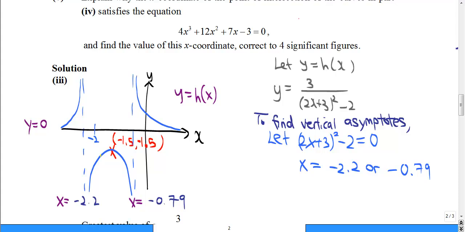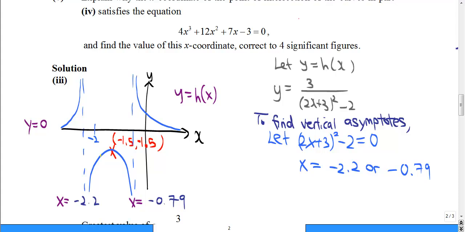So now let us sketch out the curve and see whether h(x) is a 1-1 function. When you sketch it out, you can see that there will be two vertical asymptotes. To find the equations of the two vertical asymptotes, you can let the denominator equal 0. So this will give you x equals negative 2.2 or x equals negative 0.79.